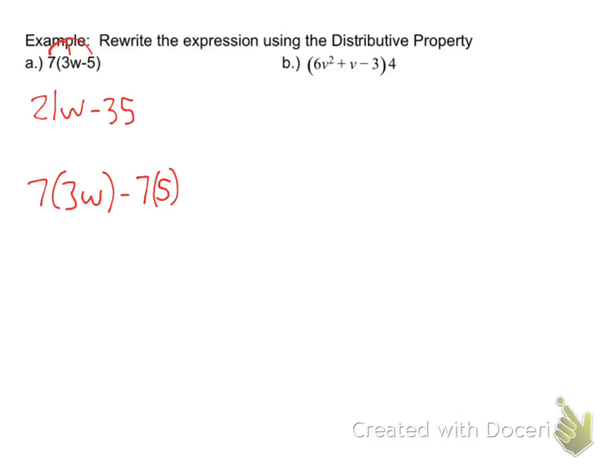We cannot divide by anything. 21w minus 35 is the answer. We don't know what w is. There's no equal sign, so yeah, we're done.